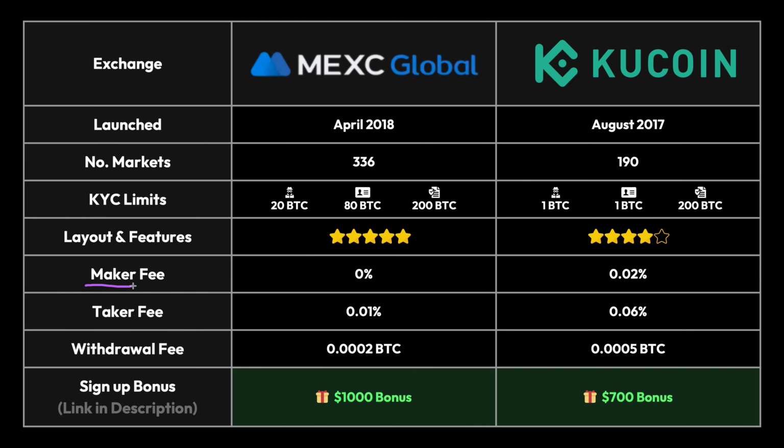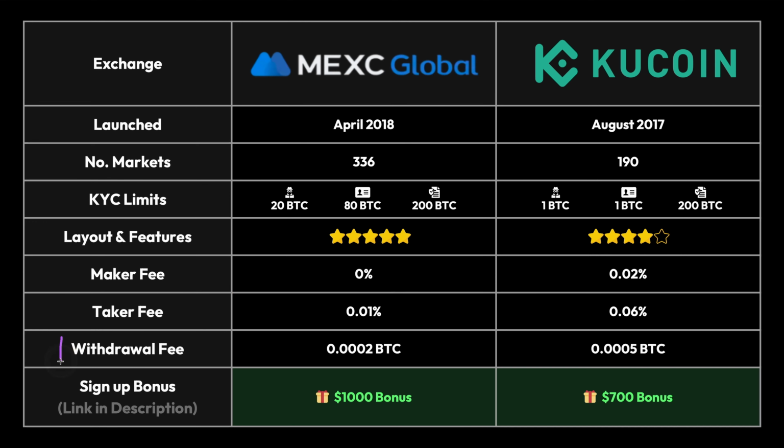First, we have the maker fee that you always have to pay when making a limit order. On MEXC Global, you have a 0% fee for that, so no fee at all, which is incredible. On KuCoin, you would have to pay a 0.02% fee. The taker fee always occurs when using a market order. The fee on MEXC for that is 0.01%, also incredibly low, and on KuCoin it's actually 6 times higher with 0.06%. Generally, the fees on MEXC Global are by far the lowest in the market. So if you are trading higher volumes and you want to save as much in fees as possible, I highly recommend you check out MEXC Global.